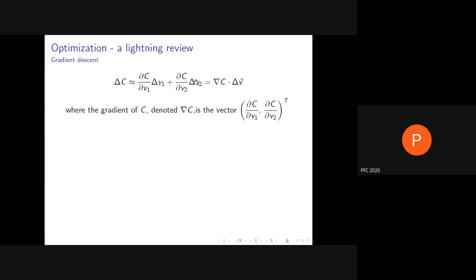In short, splitting out the two important pieces. Delta V vector essentially talks about the way in which the parameters change, and this essentially says how fast the function changes when the parameters do change.